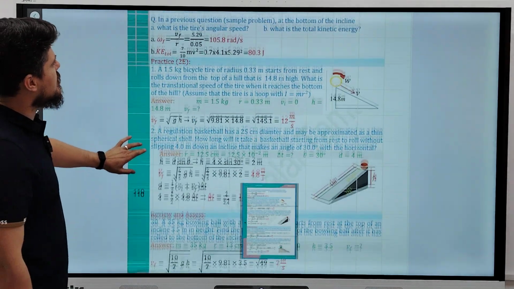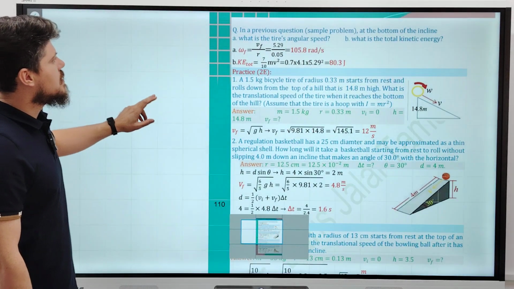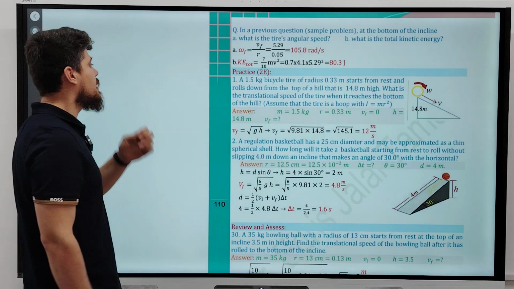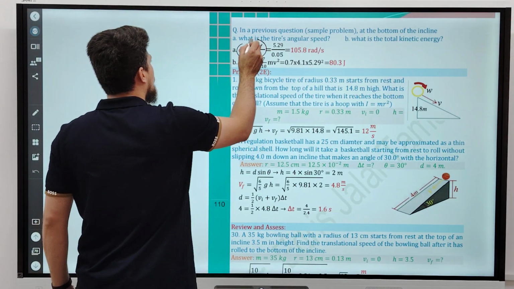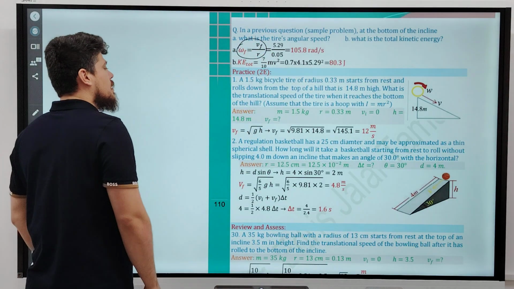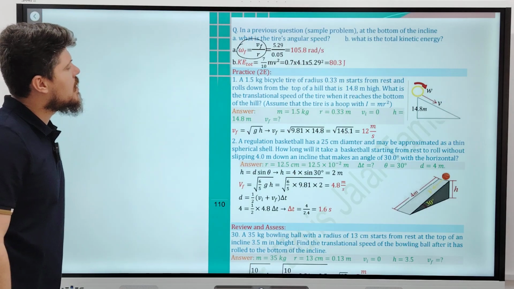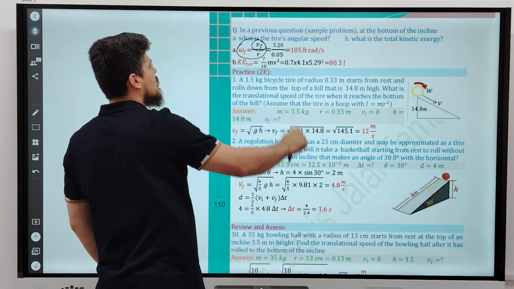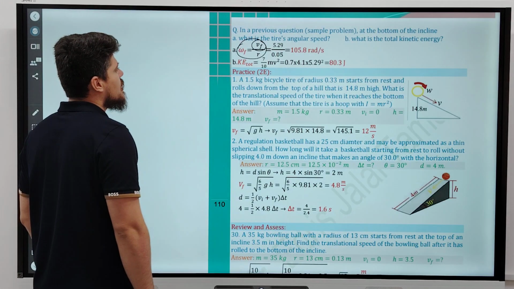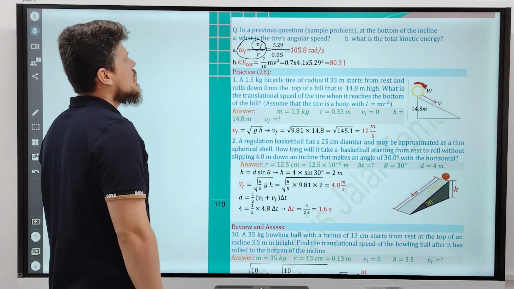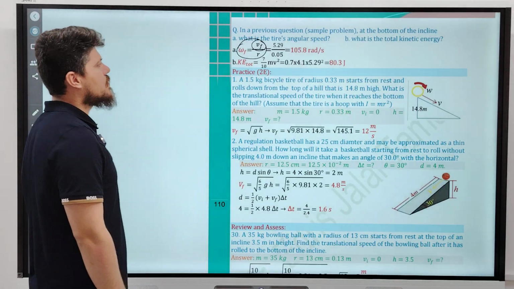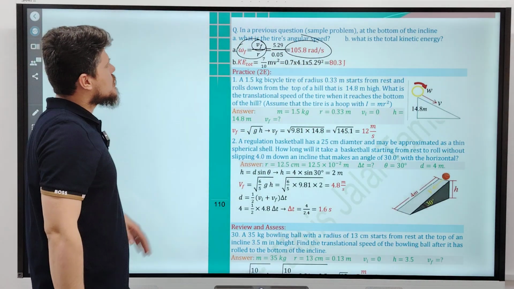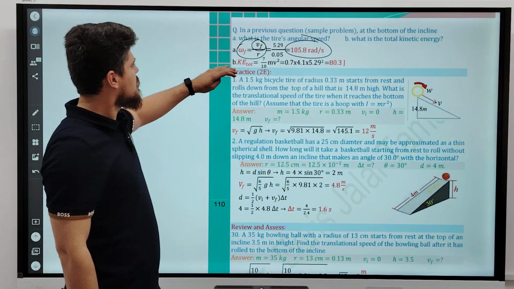In a previous sample problem, at the bottom of the incline, what is the tire's angular speed? The tire's angular speed can be calculated by using this relation. Omega final is equal to V final over R. We didn't have V final, but we found it, which is 5.29 divided by the radius that was given. And finally, angular speed is equal to 105.8 rad per second. Okay? So I added this question. It's a very good question.